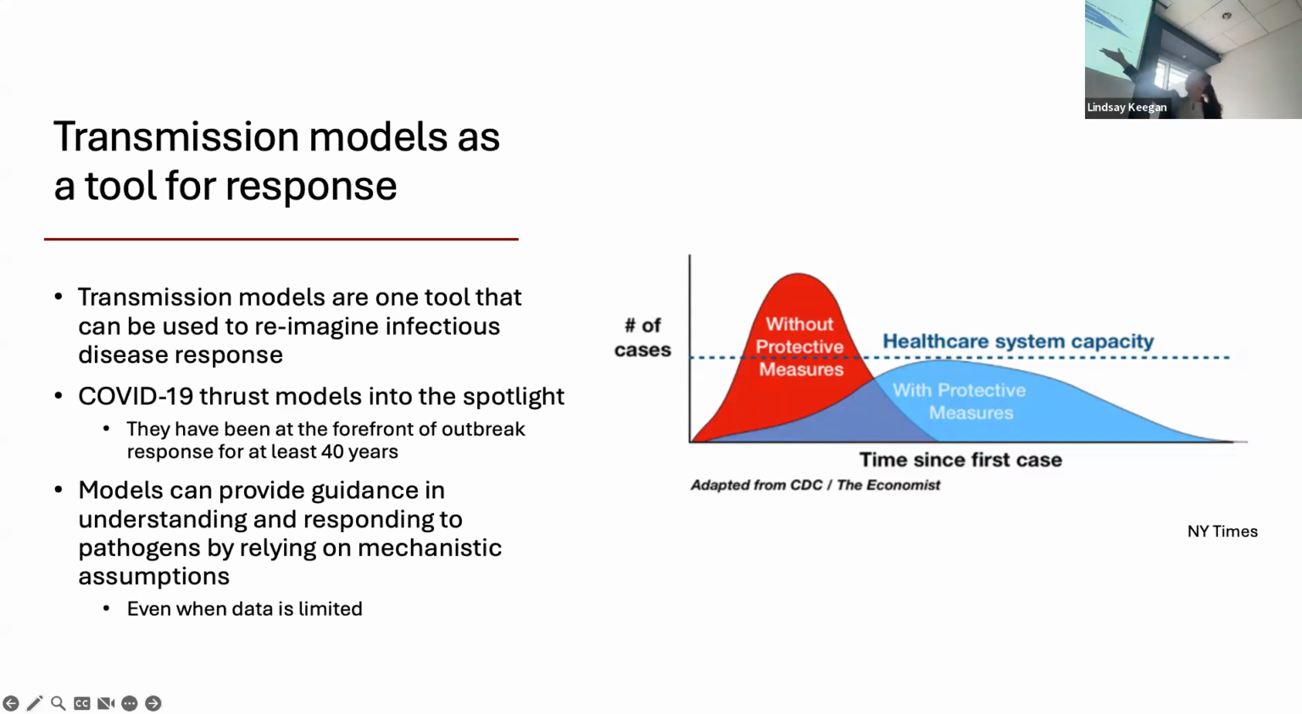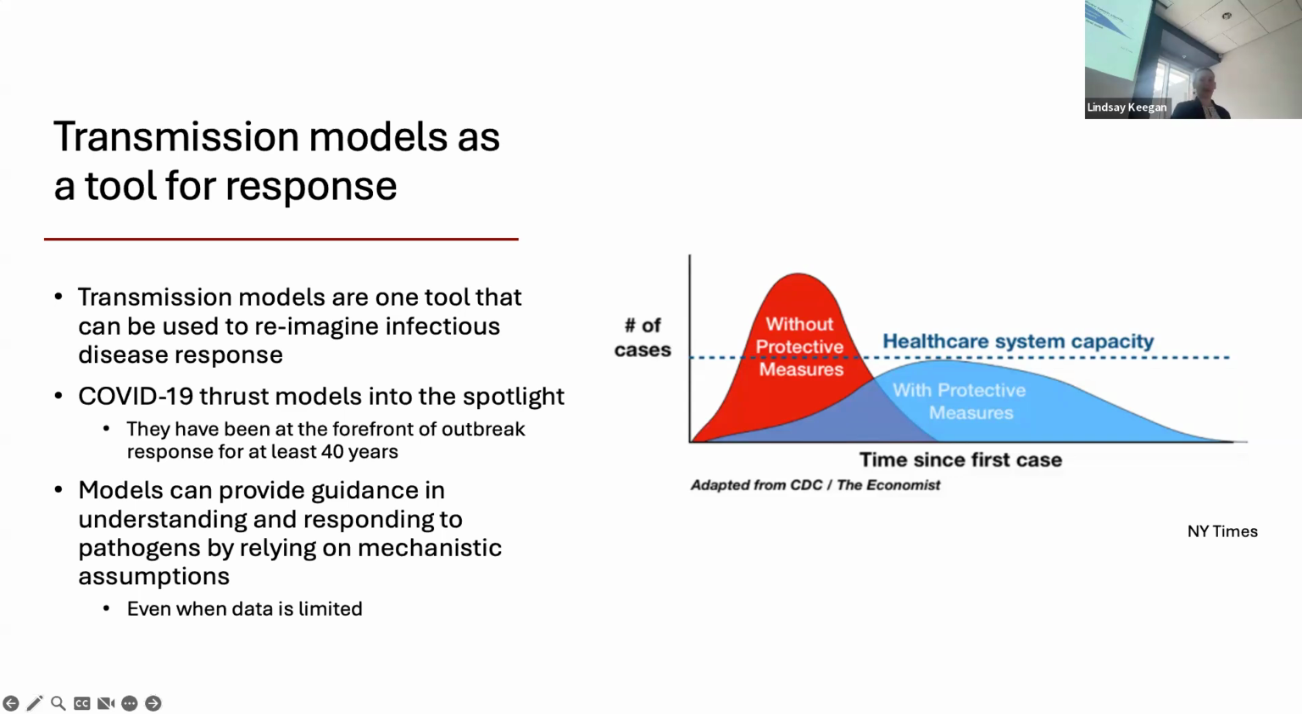Models, this is really infectious disease modeling, is talking about how we flatten the curve and how big the curve is. But models have been at the forefront of outbreak response for the last 40 years, since the HIV pandemic. Models are particularly useful in providing guidance in understanding and responding to pathogens when data is limited. And this is because they can rely on mechanistic assumptions.